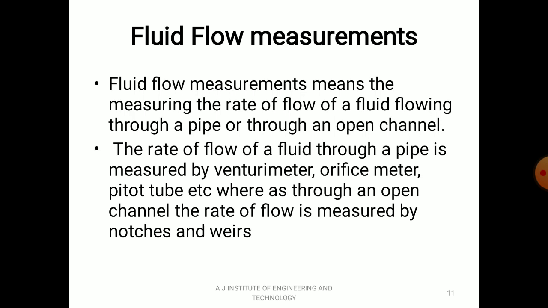In order to measure that discharge, we should have some devices. Those devices are called fluid flow measurement devices. Fluid flow measurement means measuring the rate of flow of a fluid flowing through a pipe or through an open channel. The rate of flow of fluid through a pipe is measured by Venturimeter, orifice meter, pitot tube, etc. Whereas through an open channel, the rate of flow is measured by notches and weirs. So this is the introduction part of fluid flow measurements.